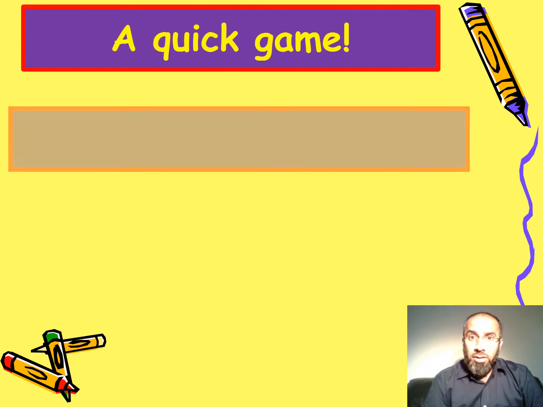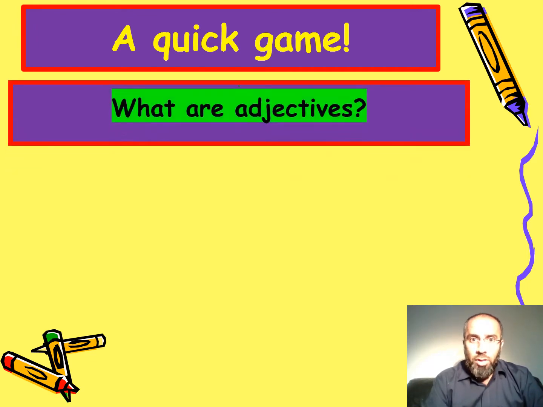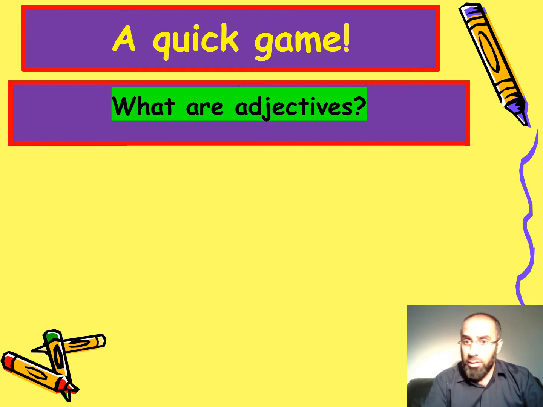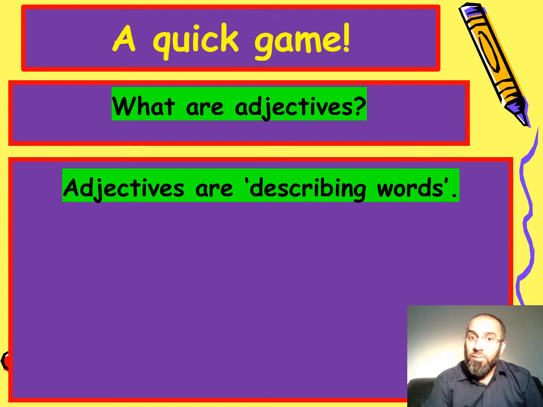Got another game now, another quick game. But before we play this game, we need to talk about adjectives. What are adjectives? Can you tell me? Yes, excellent, very good. The words that describe nouns are adjectives. So, in short, we can say that adjectives are describing words, right? Okay.